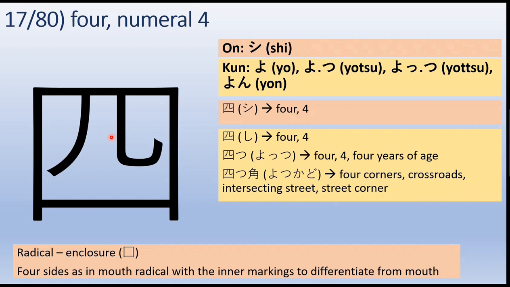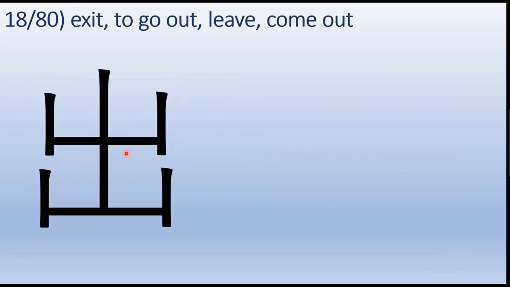Its radical is the enclosure radical, which we just saw in the previous slide, that is kuchi. And 4 sides as in mouth radical with the inner markings. These 2 markings are to differentiate it from the mouth radical. So this represents 4. This is the stroke order. There are 5 strokes to complete this character.